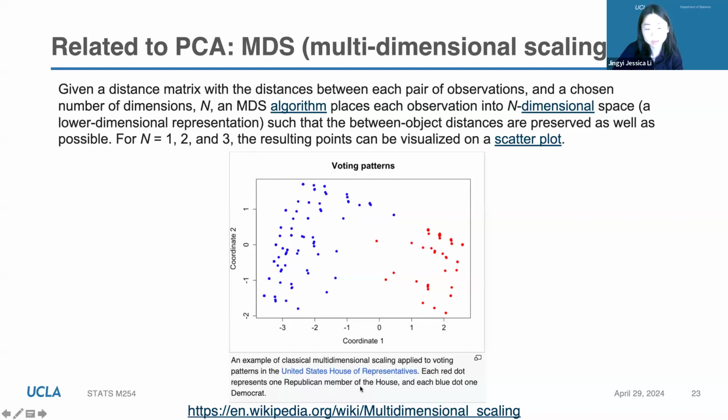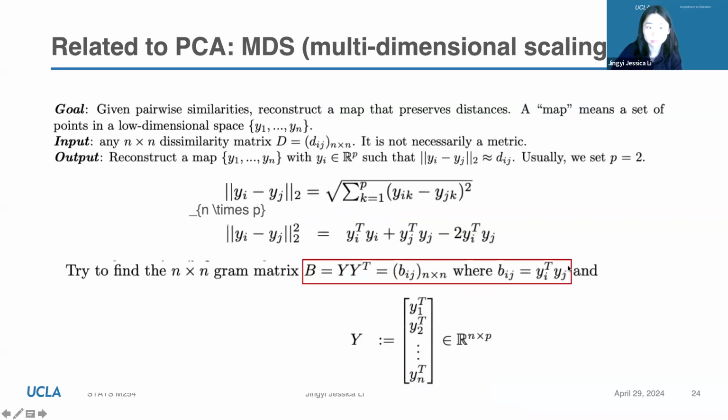Okay, and this is the Wikipedia introduction. This is showing an MDS embedding of voting patterns of the House of Representatives of the US. Each dot is a member, colored by Republican and Democrat. But you can basically see that similar people are indeed closer to each other in the 2D visualization.